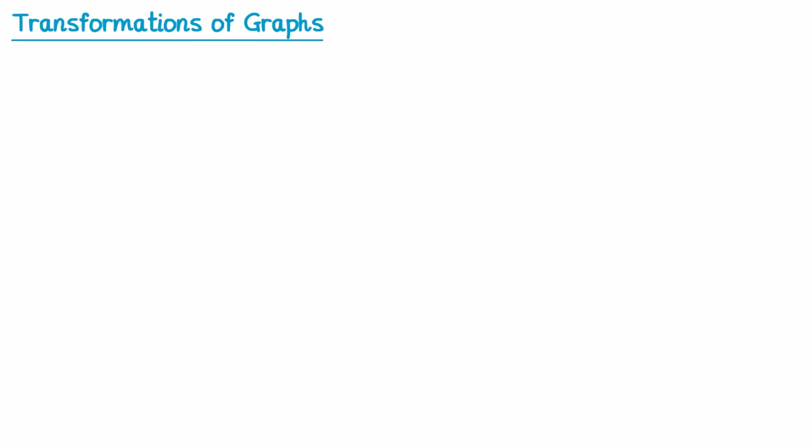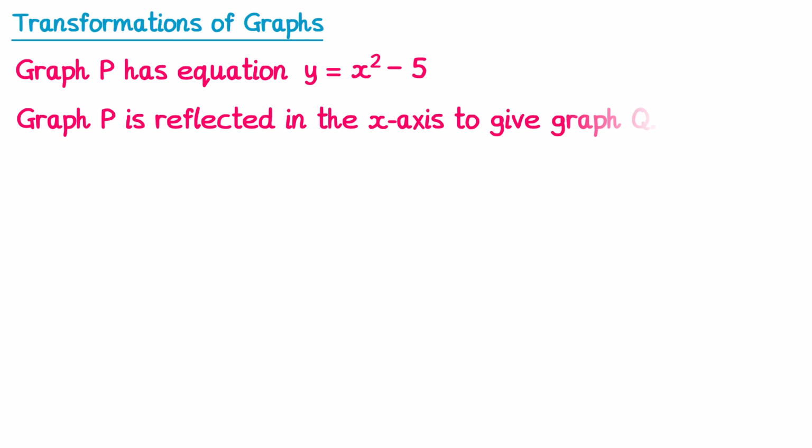Sometimes in exam questions, we don't need to deal with a graph or coordinates, we're just dealing with the function itself. So let's take a look at this one. Graph P has the equation y equals x squared minus 5. Graph P is reflected in the x-axis to give graph Q. We need to find the equation of graph Q.